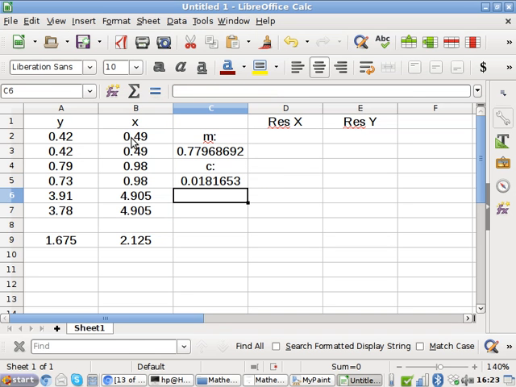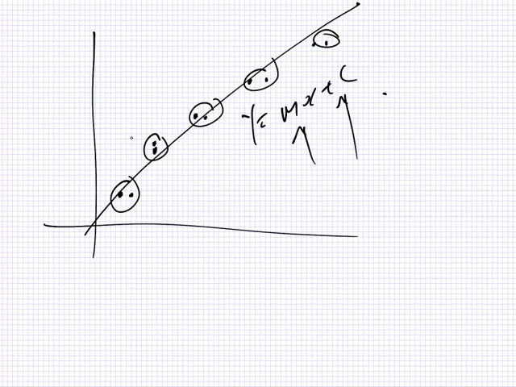Right, so I got the m and the c. Does anyone remember what the residual y means?